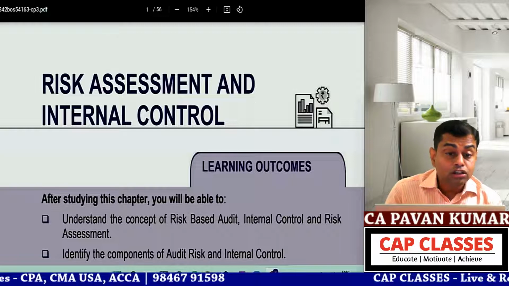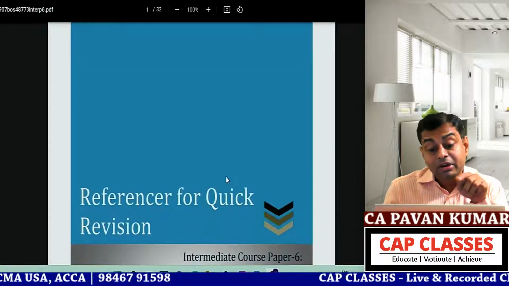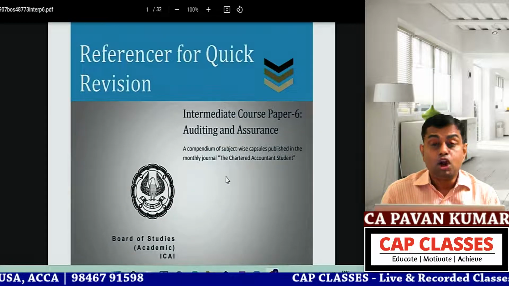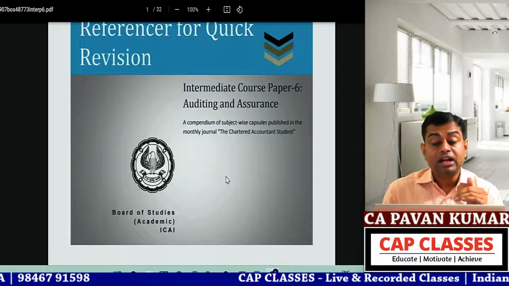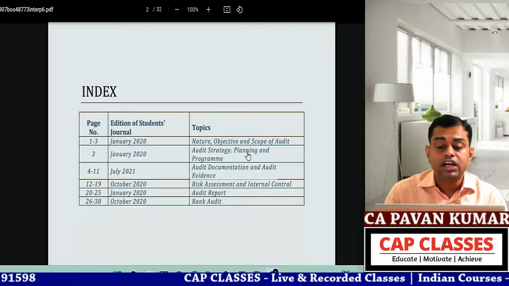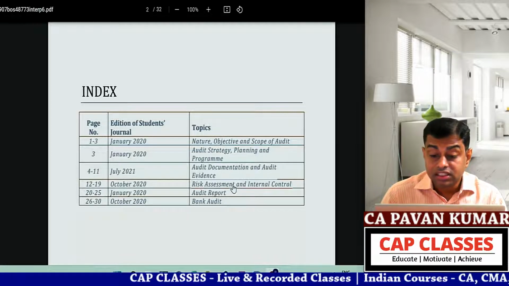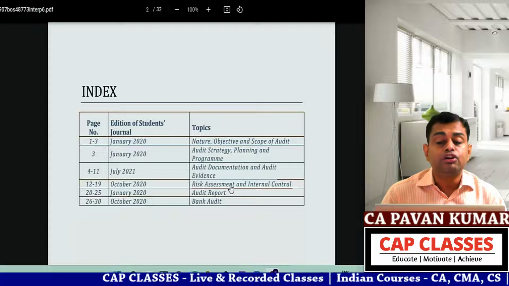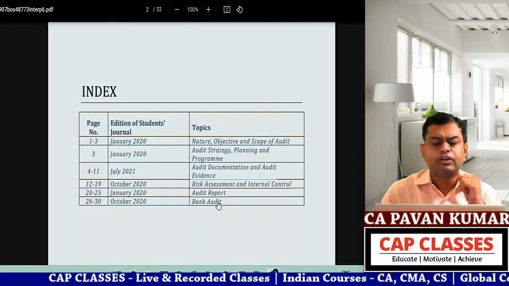And I have also opened the quick referencer here. This is the CA Intermediate quick referencer. Not that we are studying from CA Intermediate. We will study from CA Final level only. But for reference, if you want, audit strategy, planning and program is there, and audit documentation and risk assessment and internal control. These two you can do from here. And also bank audit is there. Bank audit also you can do from this.